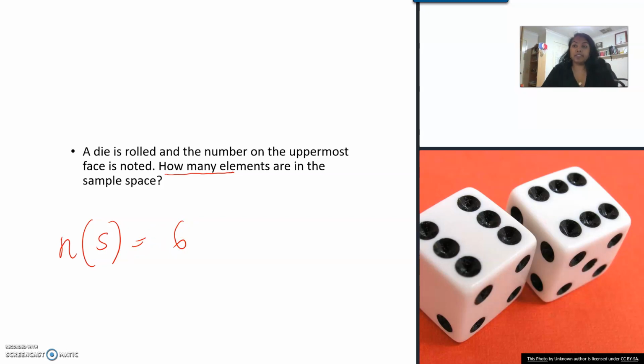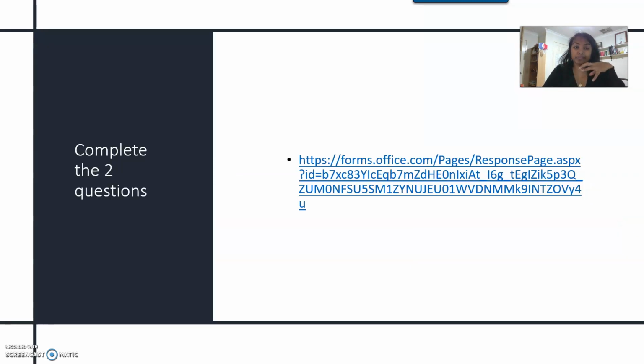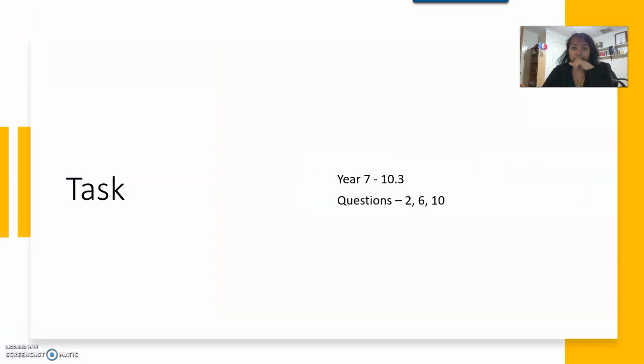So sample space is telling you what options you can have, and be familiar with how to write it, like what the question is asking and how to write your answer. I also want you guys to complete these 2 questions. It's on Forms, and I will send you guys the link. I'll put it on OneNote as well. So you just press on the link after you've done this, answer the 2 questions.